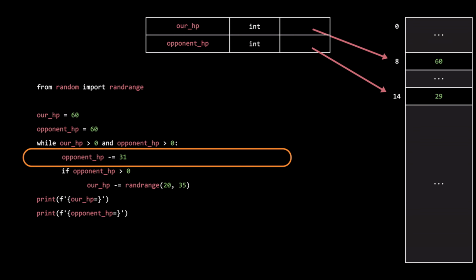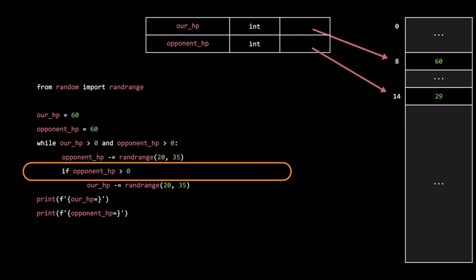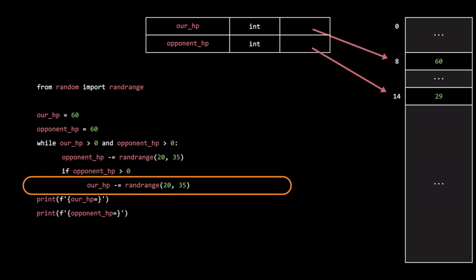Then we're going to check to make sure that the opponent Pokemon is still conscious. And so we check to see if the opponent HP is greater than 0. It is. So that evaluates to true. So we're going to execute the body of the if statement, just like we did back in the previous video.